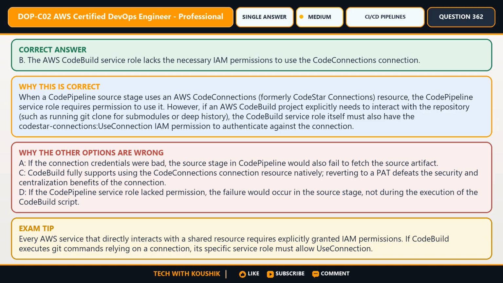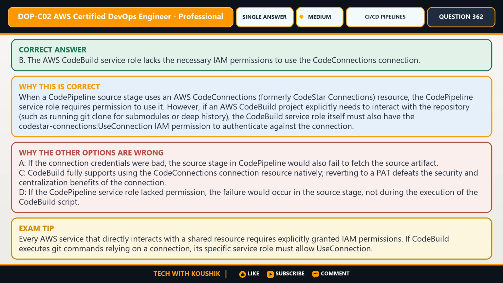A. If the connection credentials were bad, the source stage in CodePipeline would also fail to fetch the source artifact. C. CodeBuild fully supports using the CodeConnections connection resource natively. Reverting to a PAT defeats the security and centralization benefits of the connection. D. If the CodePipeline service role lacked permission, the failure would occur in the source stage, not during the execution of the CodeBuild script.